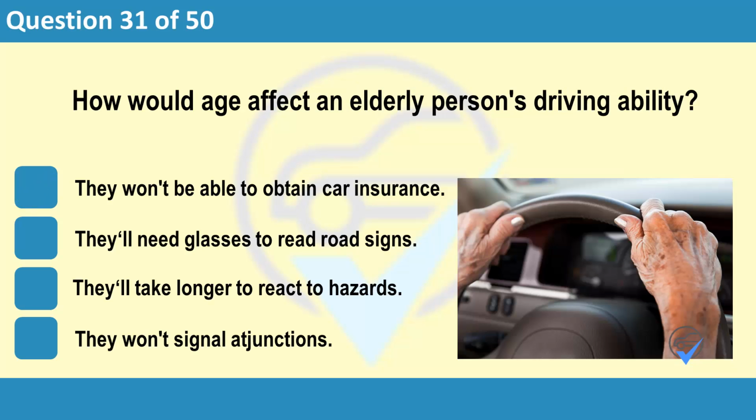How would age affect an elderly person's driving ability? They won't be able to obtain car insurance. They'll need glasses to read road signs. They'll take longer to react to hazards. They won't signal at junctions. Be tolerant of older drivers. They may take longer to react to a hazard, and they may be hesitant in some situations, for example, at a junction.